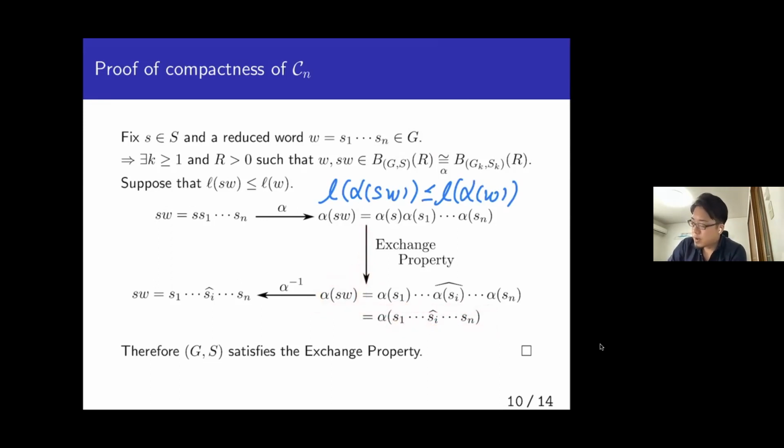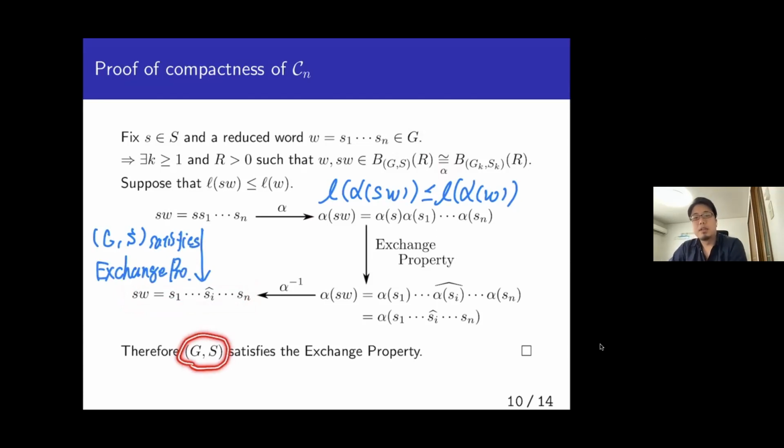And then by using alpha inverse, so first we use alpha and again use alpha inverse, we get this expression. So this means that we showed that the group G and S satisfy the exchange property. So we see that the group GS is a Coxeter group, and hence this means that Cn is closed in Gn, and Cn is compact.